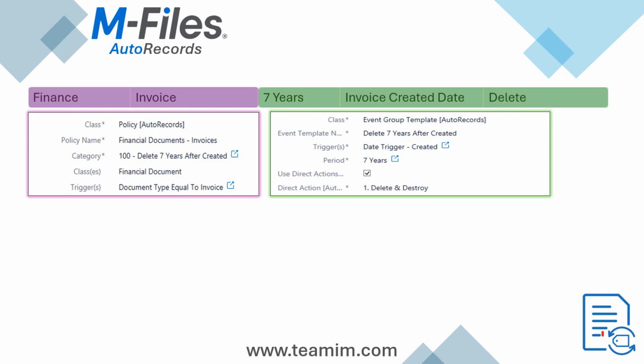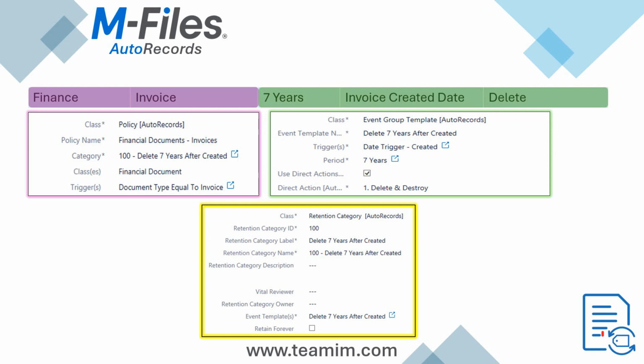The policy is used to determine classes of documents to include. It also contains triggers or limiting criteria to filter within those classes. The policy will only include documents from classes specified with metadata that match the criteria in the trigger. In this case, financial documents with a document type equal to invoice. Finally, the policy also indicates what category of retention should be applied to these documents. In this case, delete 7 years after creation.